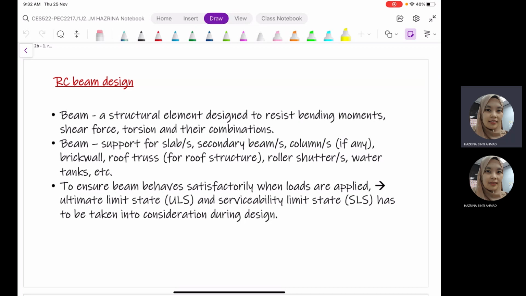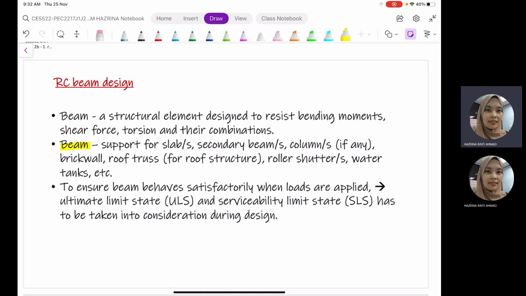So we have a variety of functions of a beam, and it is usually meant for support. If we talk about the slab that we have already designed previously, the supports for slabs must be the beams, especially for the restrained slab. It is also to ensure that the beam behaves satisfactorily when loads are applied. Therefore, the ultimate limit state or ULS and serviceability limit state have to be taken into consideration during the design. This is actually similar to what we have already used in the design of a slab.